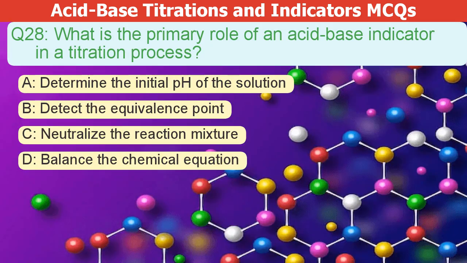What is the primary role of an acid-base indicator in a titration process? A. Determine the initial pH of the solution. B. Detect the equivalence point. C. Neutralize the reaction mixture. D. Balance the chemical equation.